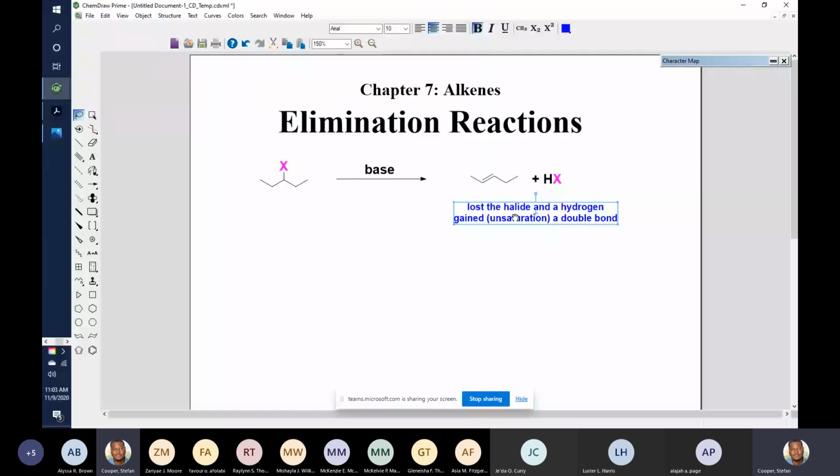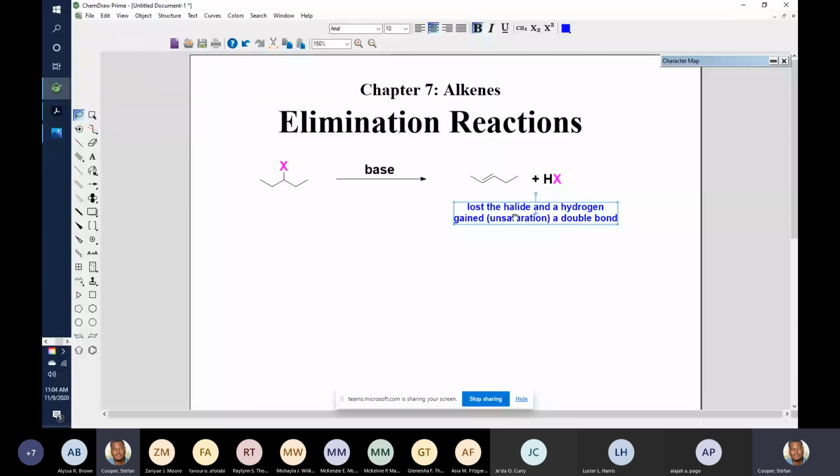Today we are moving into chapter 7. Chapter 7 deals specifically with alkenes. I think everyone is comfortable with alkenes. These are organic molecules that have a carbon-carbon double bond. So chapter 7 is really dealing with some of the unique features of alkenes, but most importantly with the elimination reaction.